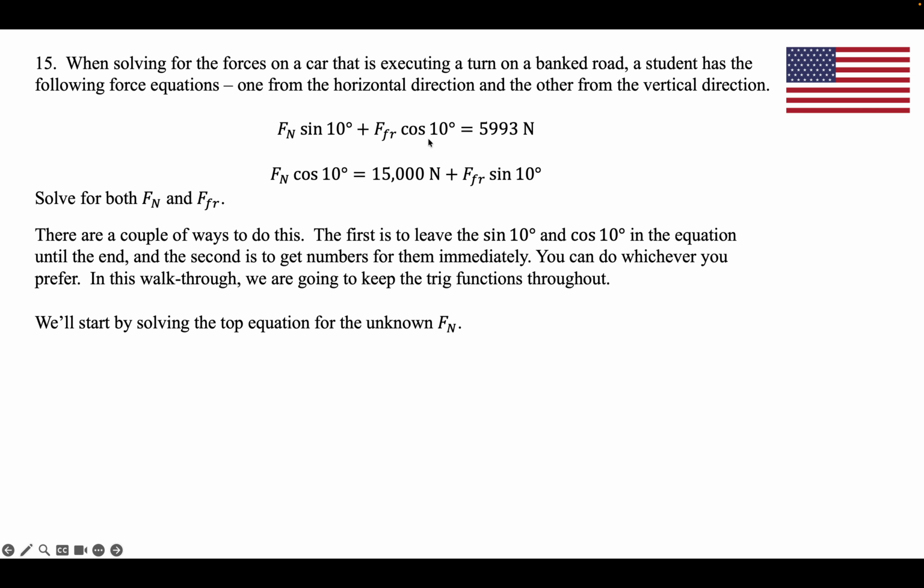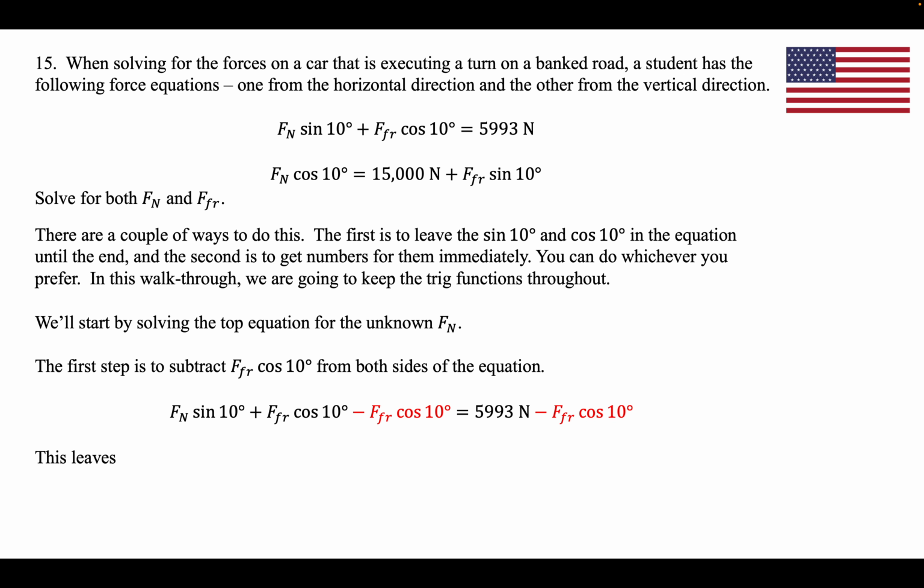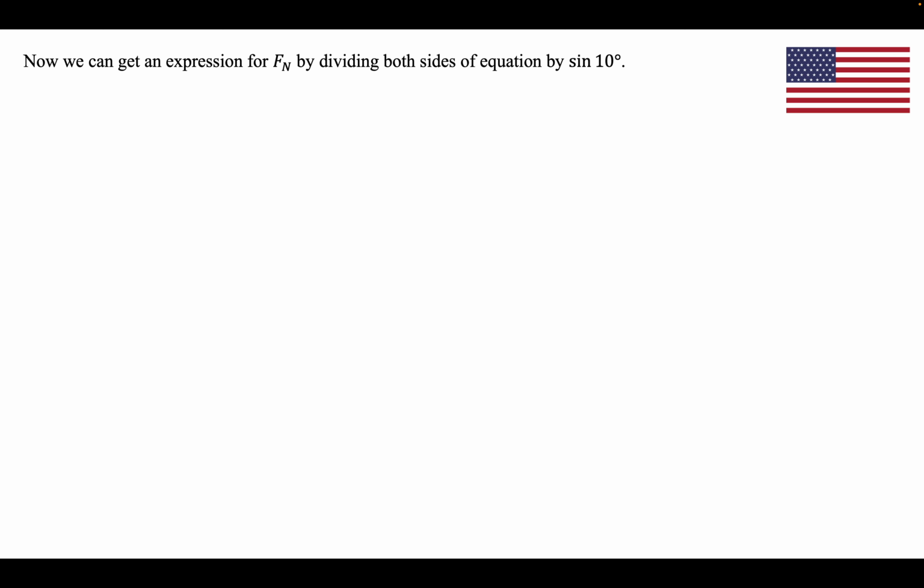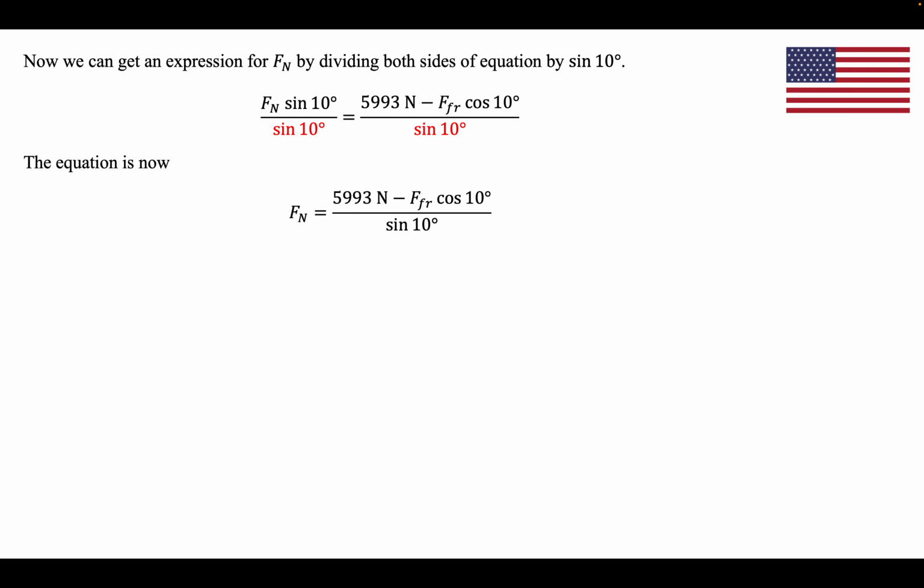So the first thing we're going to do is subtract FR cosine 10 degrees from both sides. This leaves that. Now to get Fn, we just divide by sine 10 degrees. Dividing both sides by sine 10 gives us Fn. And we're going to leave the sines and the cosines in.